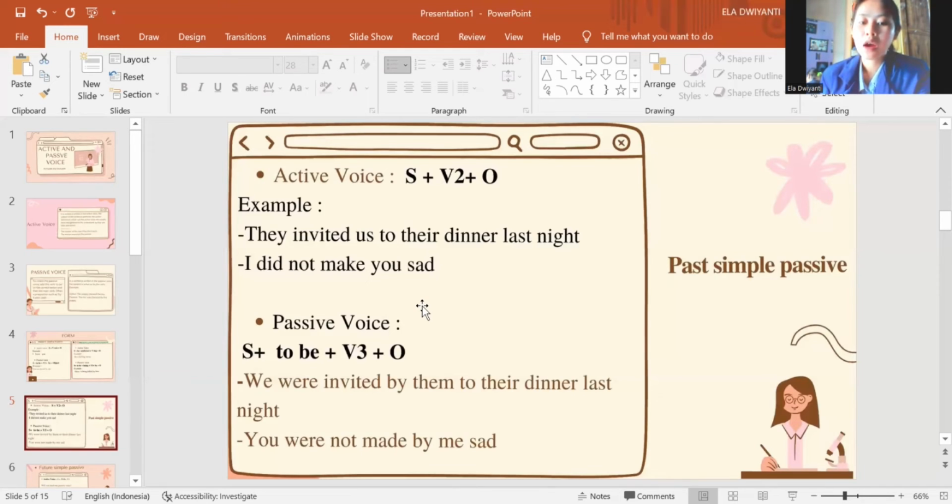The verb to make is made, followed by "by". The subject in the active voice becomes the object in the passive voice: me. So, "You were not made sad by me." Okay.